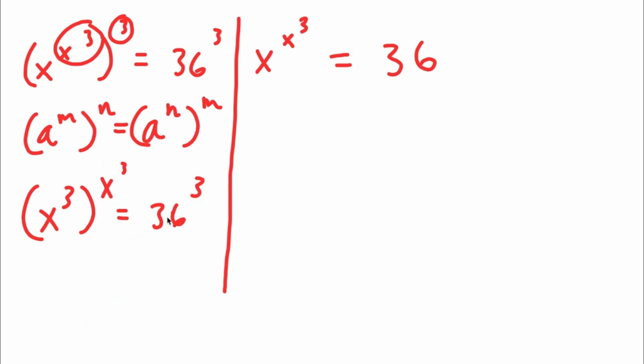Now, 36 I can write as 6 to the power of 2. So now I have x to the power of 3 to the power of x to the power of 3 is equal to 6 to the power of 2 to the power of 3.